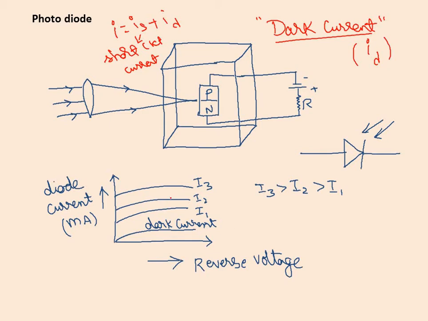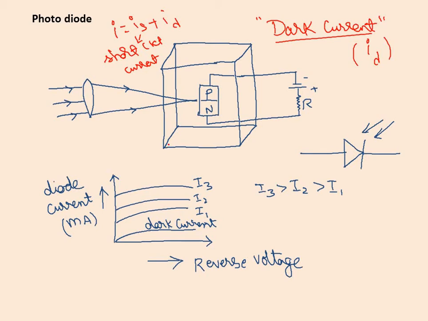Now you can ask me, sir, that's all fine, but why should we operate this photodiode in the reverse bias situation only? Why can't we operate it in forward bias? Because in forward bias, we know the current will be in the order of milliampere, while in reverse bias we have microampere. So what must be the reason to operate photodiodes in reverse bias? That also we should consider. Let's understand that in detail.